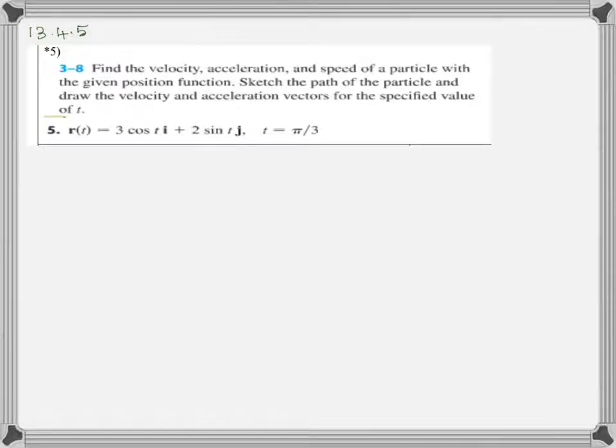Vector r of t equals 3 cosine t i plus 2 sine t j, where t equals pi by 3.